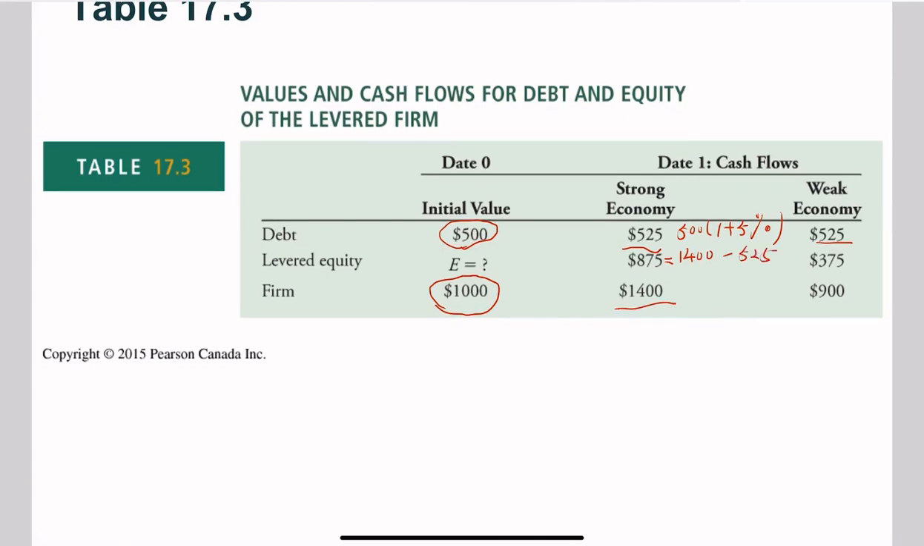Same thing with the weak economy case. The total cash flow would be 900. So the money left to equity holders would be $375, which is essentially 900 minus 525, right?